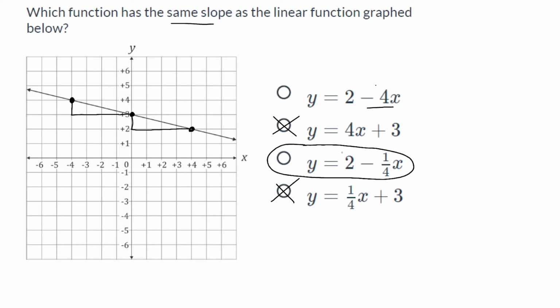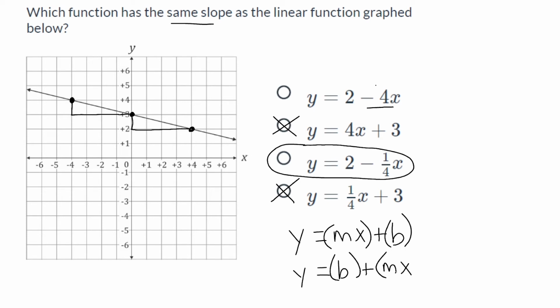Now, don't be fooled. Every once in a while, you may see an equation that is a little bit different than y equals mx plus b. All they did here is they took the y-intercept and wrote that first, which is really the b, and then they wrote the mx term last. However, this is still considered a linear equation because of the commutative property of addition. You can add this with this and switch those two terms around, and it really means the same thing. So this is the choice that we should have selected because this equation here has a slope of negative 1/4, which is the same slope as this line right here.